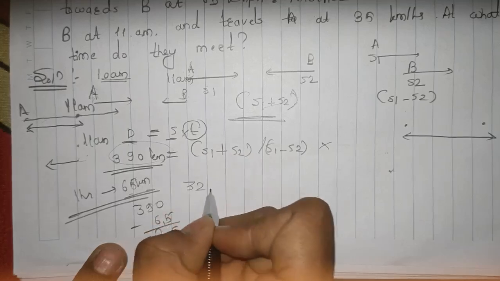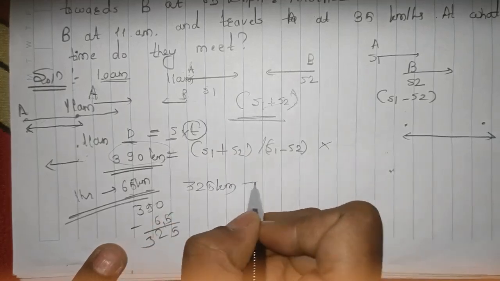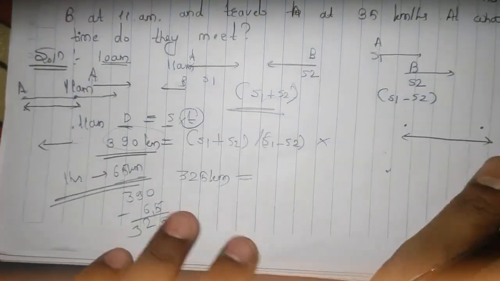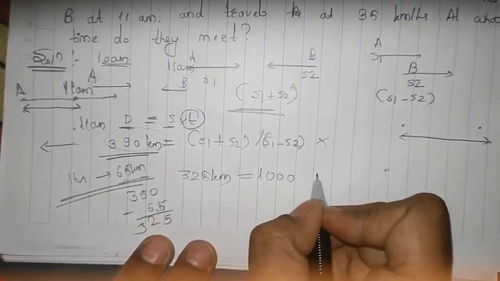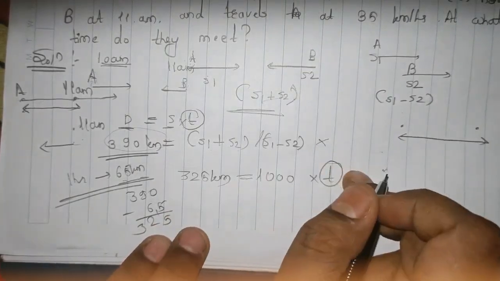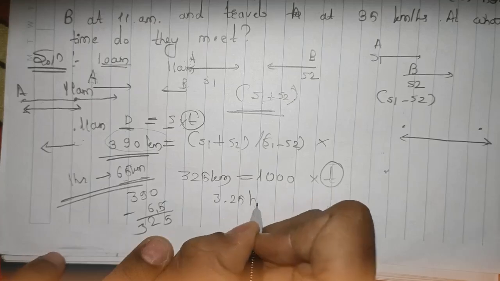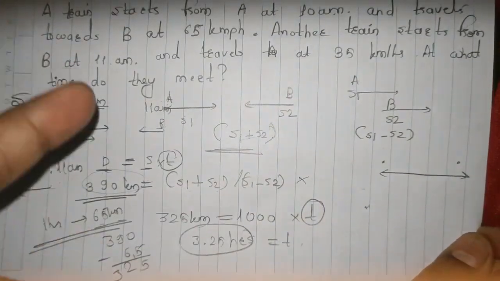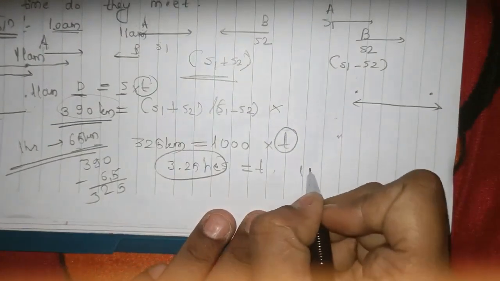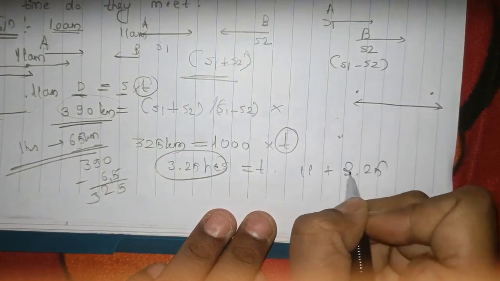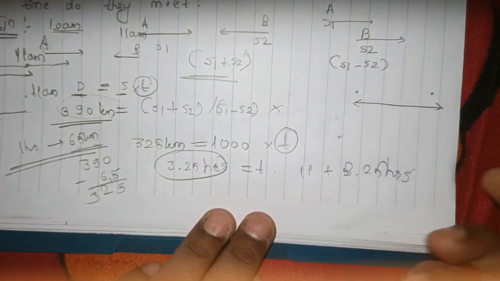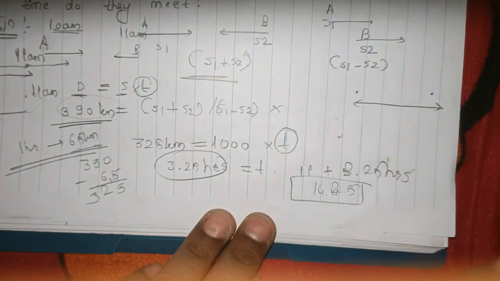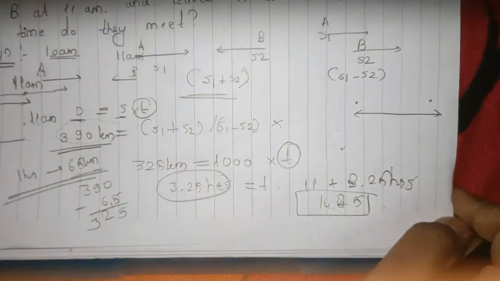So 325 km is equal to S1 plus S2. What is S1 plus S2? 65 plus 35, that is 100, into time, which is the time at which they will meet. So this is 3.25 hours. Now at what time do they meet? As they started moving from 11 am, 11 plus 3.25 hours: 11, 12, 13, 14, that is 14.25. So this is our answer. This is the time where A and B will meet together.